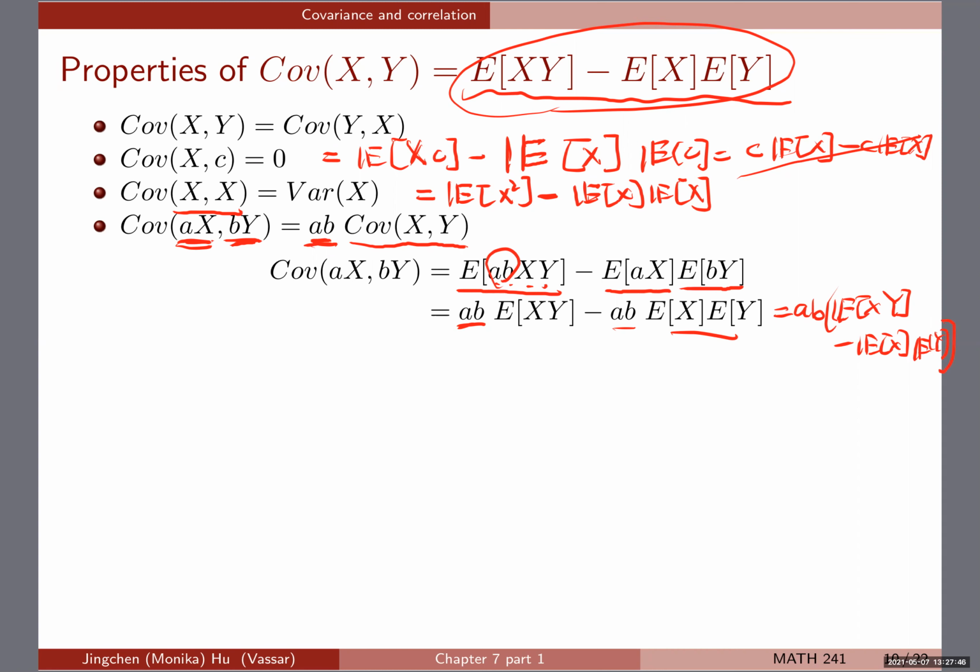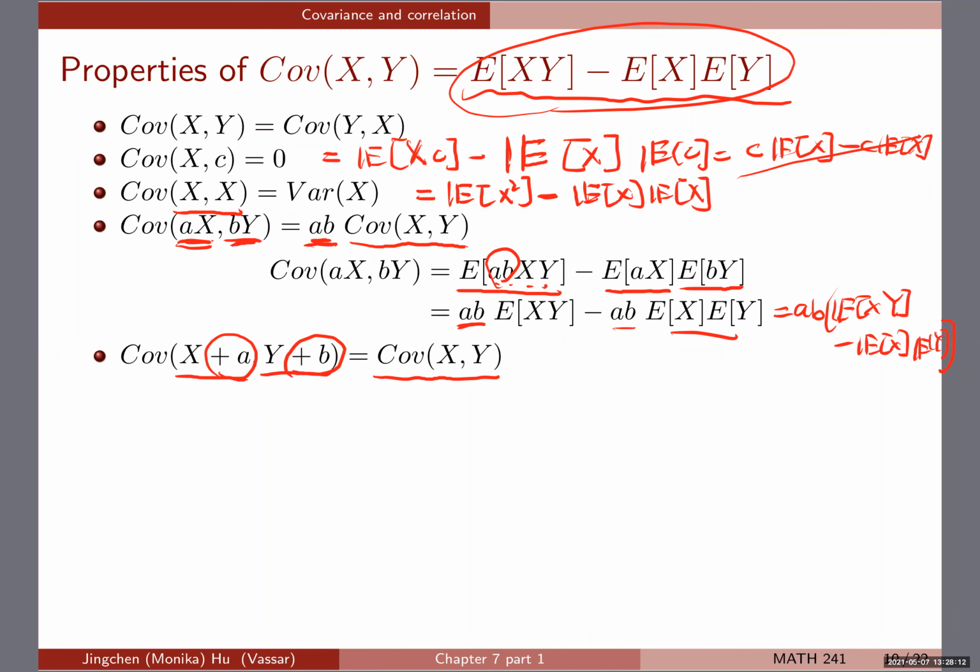All right, the last one is what if I'm adding a constant? What if I'm looking at the constants a and b added to X and Y respectively? It turns out that the covariance of X plus a and Y plus b is the same as the covariance of X and Y. So intuitively, think of this: a constant is being added to it, and another constant is being added to the other. It's just a constant everywhere.